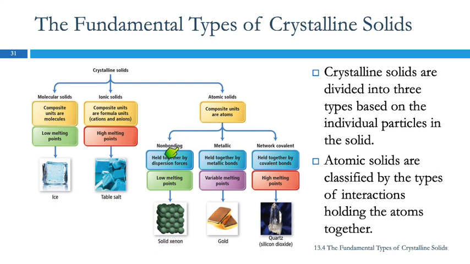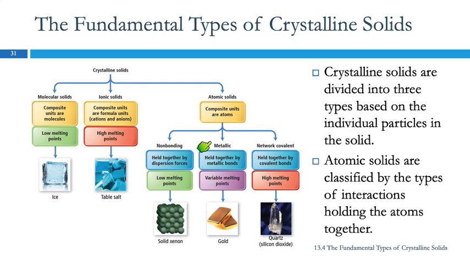Atomic solids, we can divide that into three groups. Non-bonding. Here, the atoms are just held together by dispersion forces, and really the only examples of that are the noble gases. So noble gas atoms just held together by dispersion forces, and those have crazy low melting points.